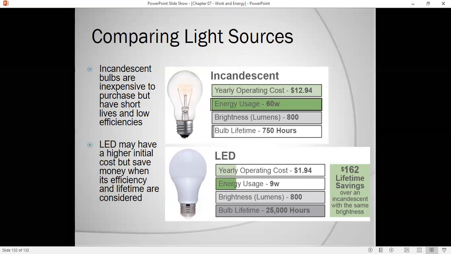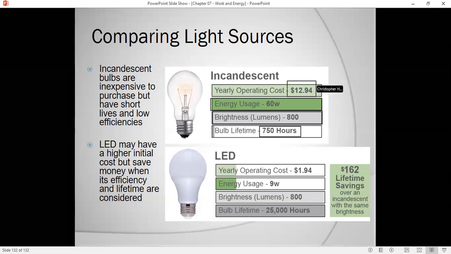In terms of brightness, we measure brightness in what are called lumens. It puts out about 800 lumens. But the cost would come from two things. One, they don't last very long. 75 hours is how long the tungsten filament would fail on average, which is not all that long. Think about it, what is that, about a month? If they're on 24 hours, 24 hours times 30 days gets you around 750 hours.